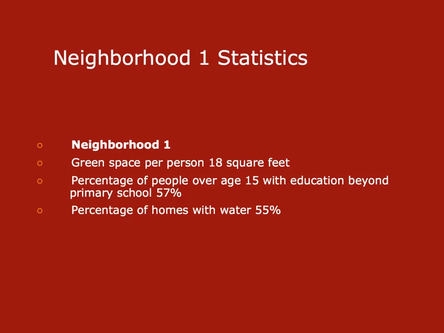Neighborhood 1. The green space per person is 18 square feet. Make sure to write that down, green space per person in neighborhood visit number 1. The percentage of people over the age of 15 with education beyond primary school, and primary school, think about it as grade school, ages 1 through 8, is 57%. And the percentage of homes with water is about 55%.